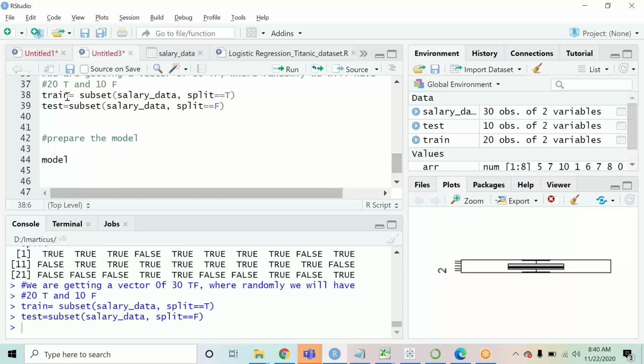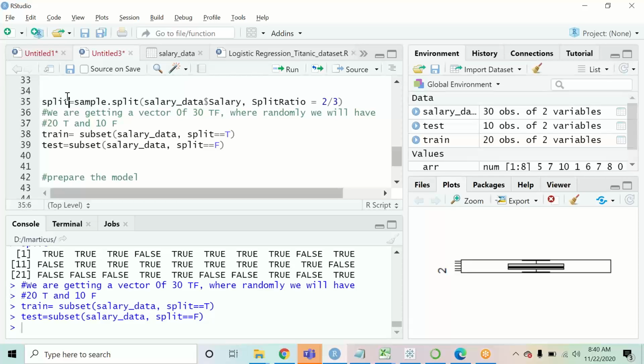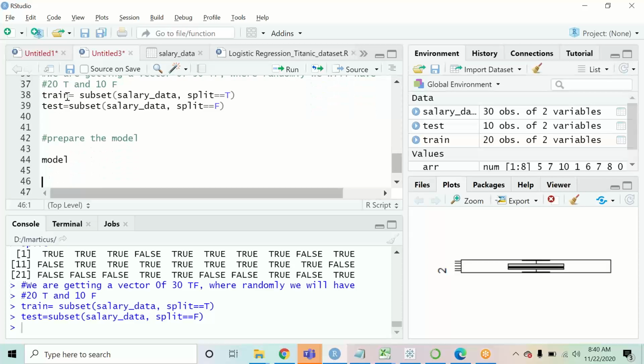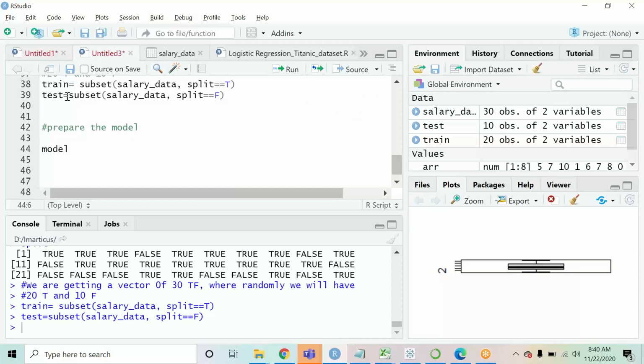You can call it training data set, test data set, ABC, XYZ, whatever you are convenient with. These are just variables that I have defined. This split, you can define as anything, splitter, split X, whatever you want, because these are just variables. Similarly, I am creating one variable model in which I will be storing the results of the model that I will be creating.